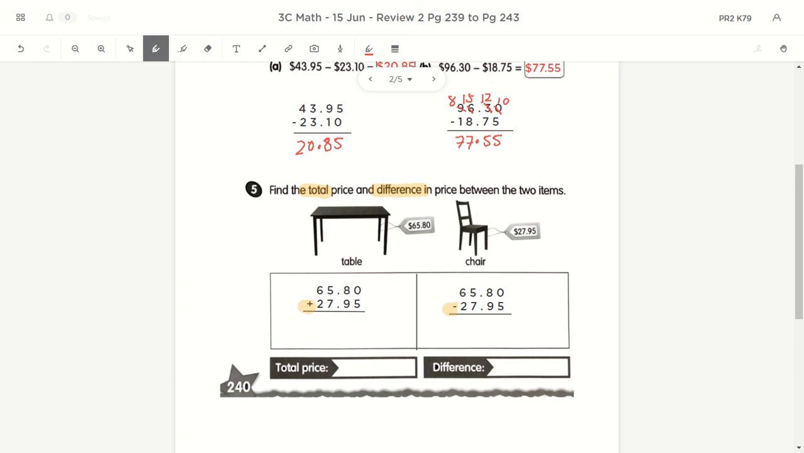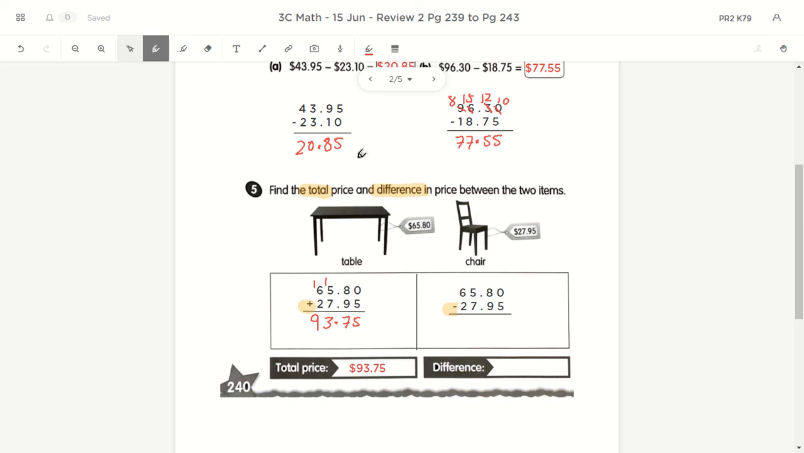So 0 plus 5 is 5. 8 plus 9 is 17. Decimal point, we group the 1. 1 plus 5, 6. 6 plus 7, 13. 1 plus 6, 7. 7 plus 2 is 9. So over here is $93.75. Make sure you put in the dollar sign as well.